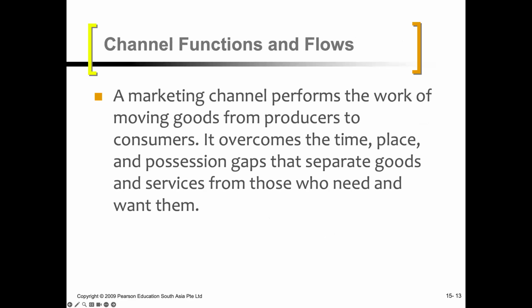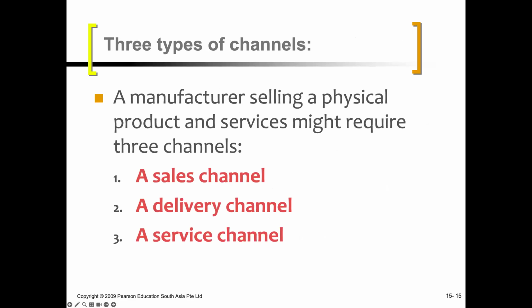Channel functions and flow. A marketing channel performs the work of moving goods from the producers to the consumers. So it's like a bridge. It overcomes the time, place, and possession gaps that separate the goods and services from those who need and want them. There are three types of channels: the sales channel, delivery channel, and the service channel.